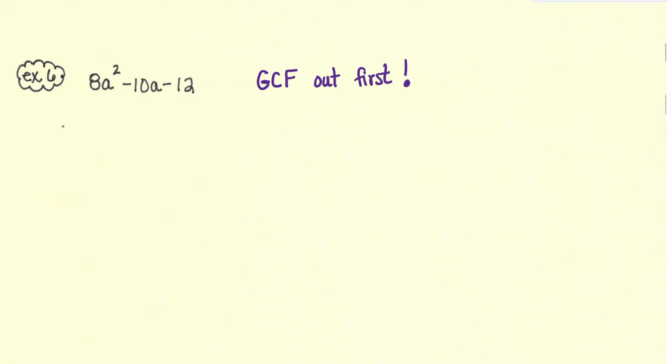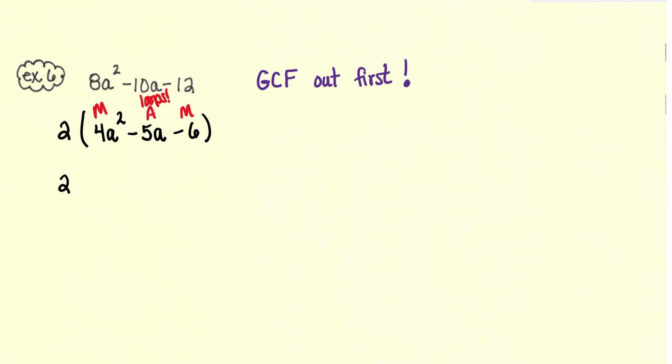So I'm going to take out a 2. That's going to be 8 divided by 2 is 4a squared. 10 divided by 2 is negative 5a. And negative 12 divided by 2 is negative 6. So I want to do that first, and now I'll do my multiply, add, multiply. And you can see what happened is that now I only have to consider what 4 is, like 1 and 4 or 2 and 2, which is a lot fewer combinations than the 8 would have been.